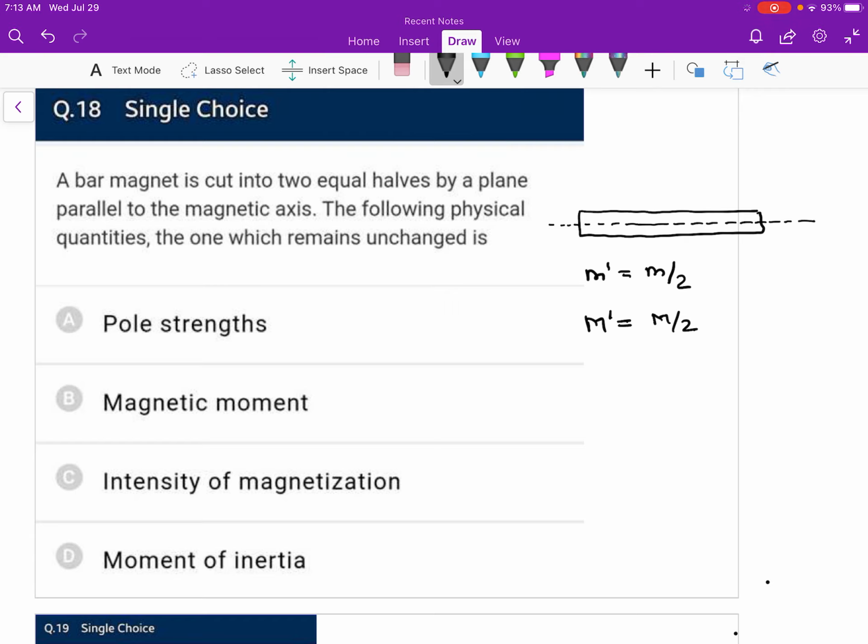And moment of inertia, since mass has decreased, moment of inertia will also decrease. Mass has become half, so moment of inertia will become half. And intensity of magnetization is B upon mu naught. Since magnetic moment has changed, intensity of magnetization should also change. Okay, so according to me, there's no correct answer. A, B, C, D all will change.